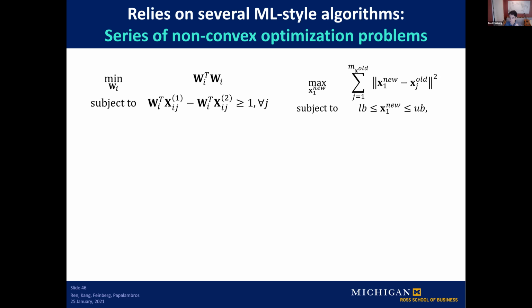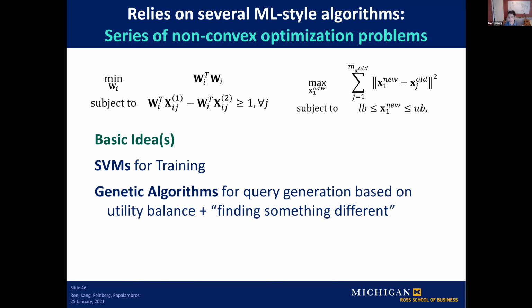It was the way that was vetted and we knew it'd work, and we knew the theoretical properties, which I consider very important. We could have just made new things up, but then we really wouldn't know exactly how it worked. So this is just an idea of how it all fits together: rank SVMs for training, genetic algorithms for the query generation based on the utility balance that I showed you. So we want things that you like about the same, but we also have to search the space.